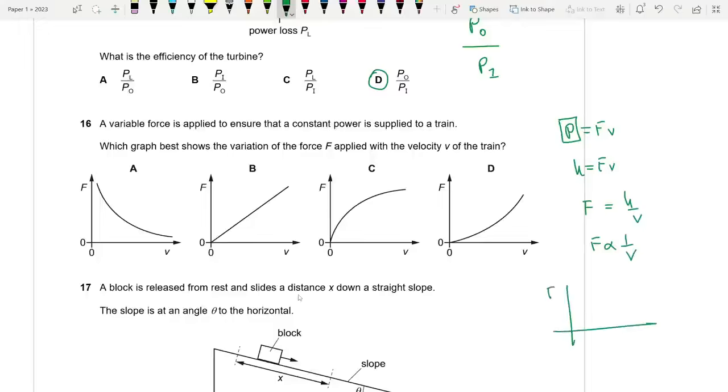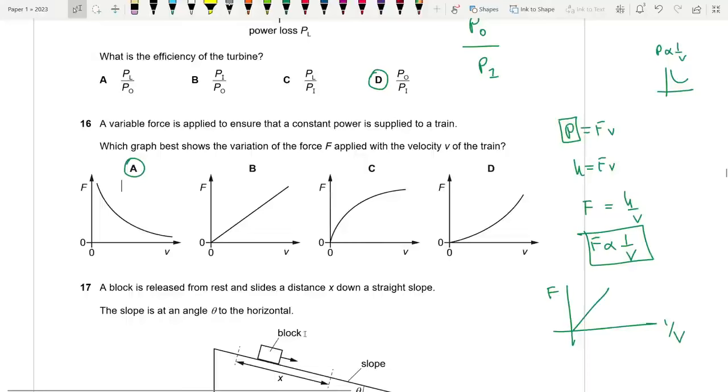So if we drew a graph of F against 1 by V, it would be a straight line passing through the origin. But since F is proportional to 1 by V, it will be asymptotic, kind of like Boyle's law, where temperature is constant, P is inversely proportional to volume. The graph goes like this. So it is actually going to be 16A, asymptotic on both sides because F is inversely proportional to V.